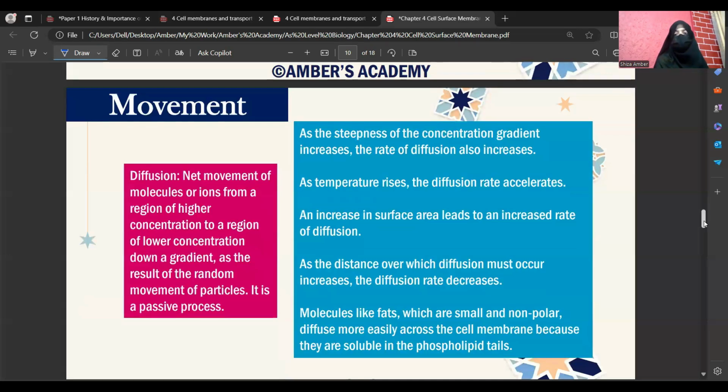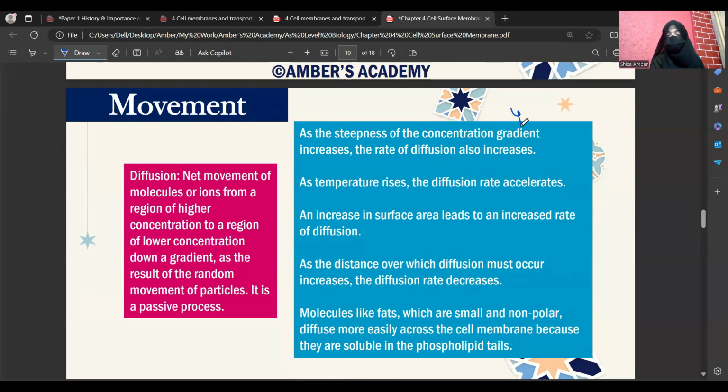First one, diffusion. We're already aware of diffusion, it's the movement of ions and molecules from a region of higher concentration to a region of lower concentration down the concentration gradient. And uske factors you need to remember. This may come for 4 marks here.